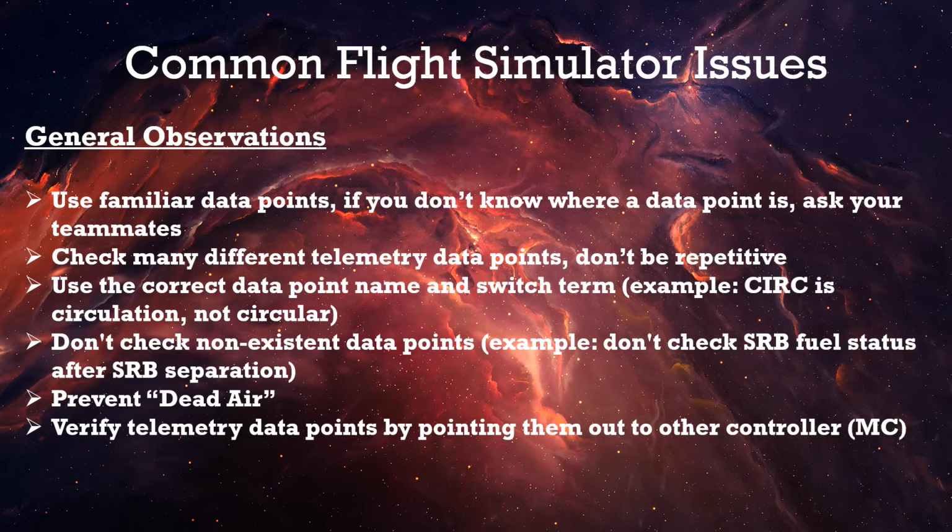Just don't check a data point that no longer exists. Once the solid rocket boosters have been jettisoned, stop checking the solid rocket boosters for any data points because they don't exist. Another thing is to use the correct name for the data point, the correct name for the switch. An example of that is you'll find lots of times a data point or switches for CIRC. That stands for circulation, not circular.